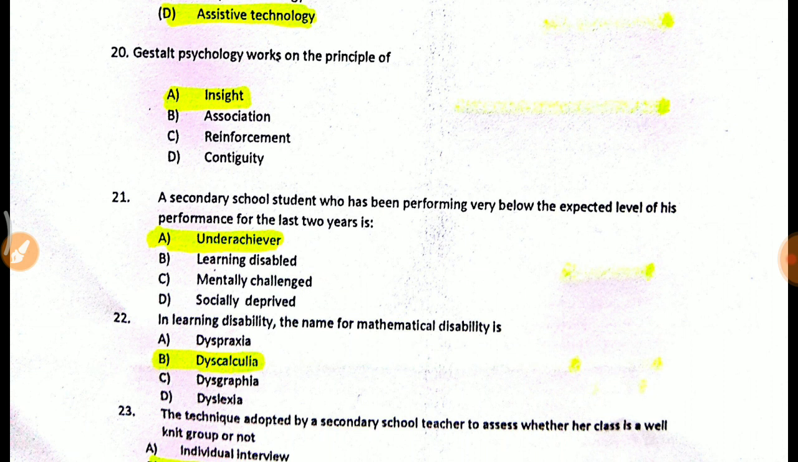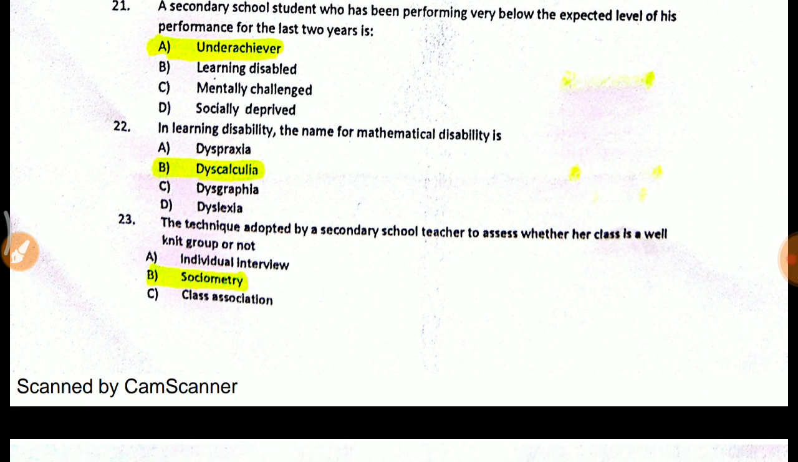Next question. A secondary school student who has been performing very below the expected level of his performance for the last 2 years is an underachiever. So the student who has been performing very below the expected level of his performance is called an underachiever. In learning disability, the name for mathematical disability is dyscalculia. It's clear that dyscalculia is the learning disability in mathematics.